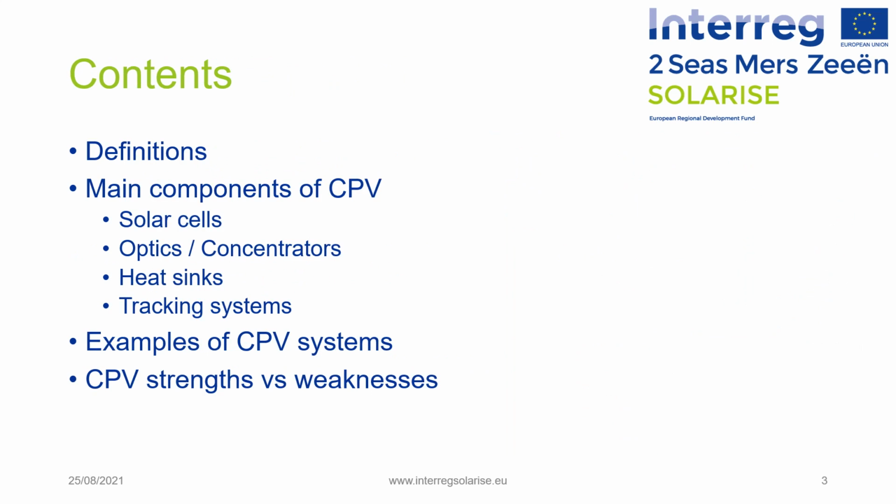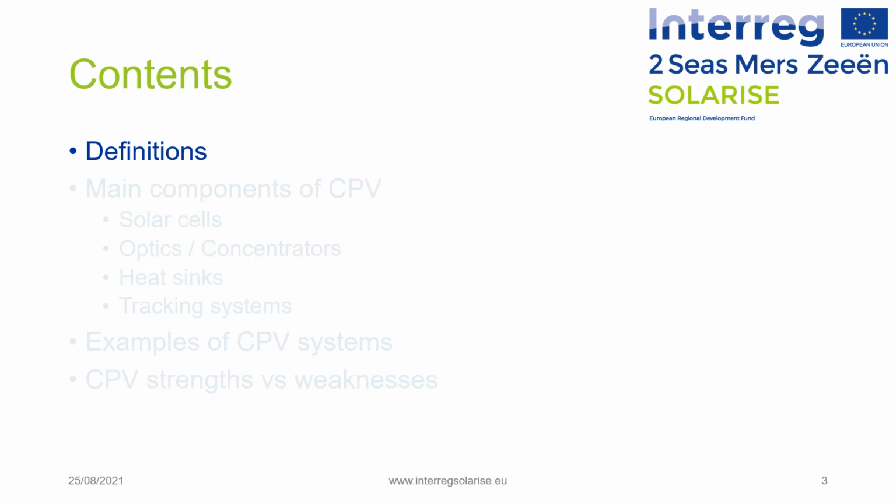We will start this training by giving some definitions of relevance to concentrating photovoltaic systems. Then we will focus on each of the main components of this technology and see the different options that are available for each of them. And we will finish the training by showing some examples of CPV systems before having a quick look at the strengths and weaknesses of this technology. Let's start with some definitions about concentrating photovoltaics.